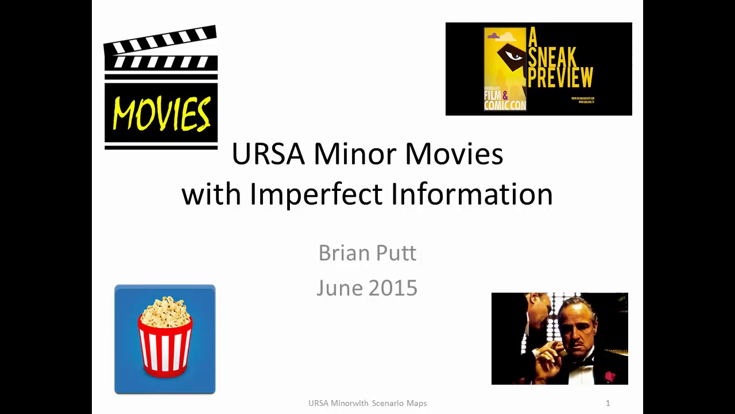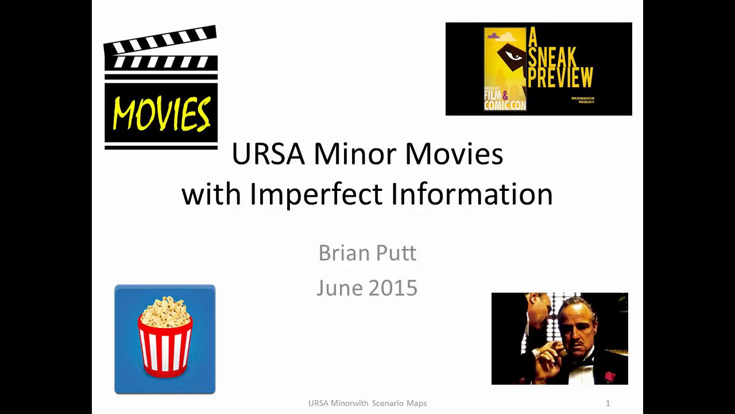In March 2015, I gave a session on the value of information using the URSA Minor movies problem. It discussed how scenario maps could be used to conduct VOI, but using perfect information. And in that video, I make a comment that you can also assume imperfect information on the scenario maps. This video is a follow-up to that video where we're going to be focusing on imperfect information and show how the imperfect information changes the results.